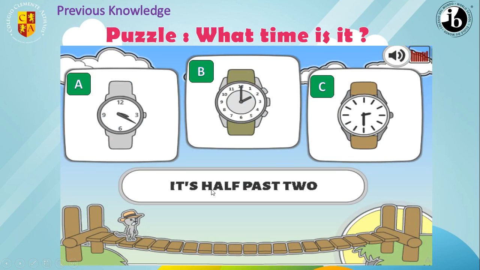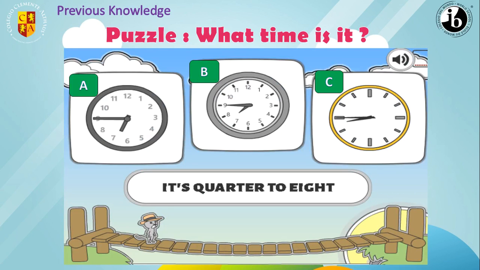What time is it? It's 2:30. A 2:30 means that a half an hour has passed since 2 o'clock, okay? So it's 2:30. Which one is it? A, B, or C? What do you say? 2:30? No, right? And this? 2:30? Yes. Okay, so it's letter C. Very good.